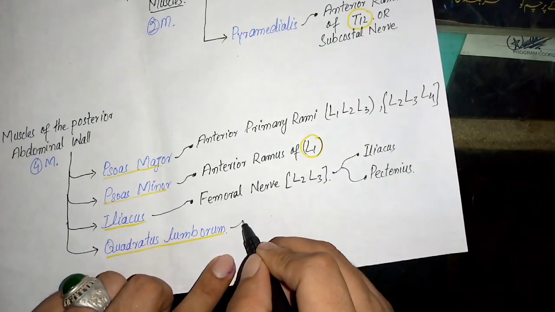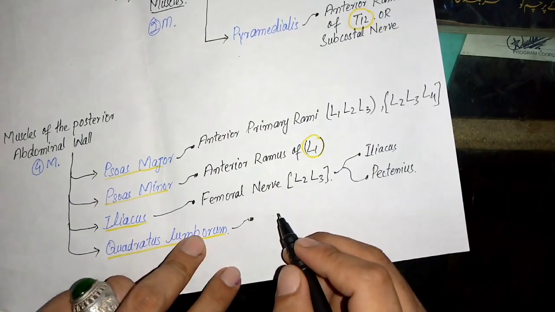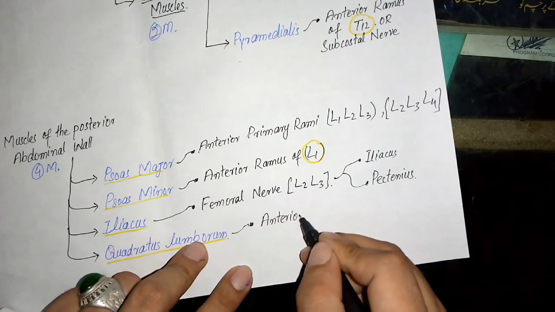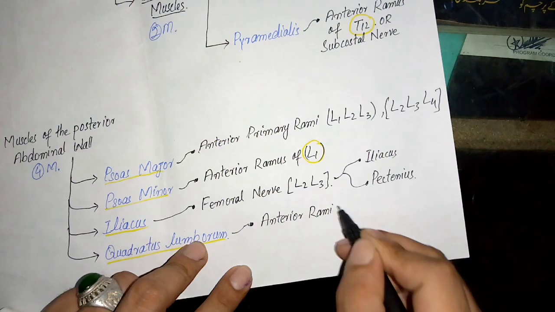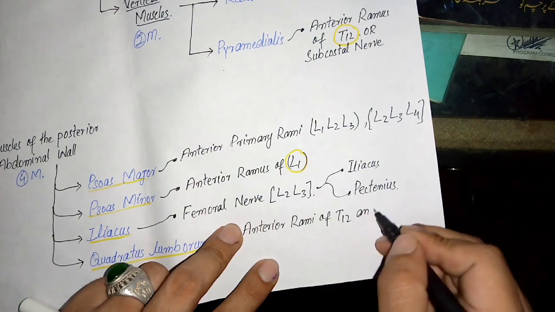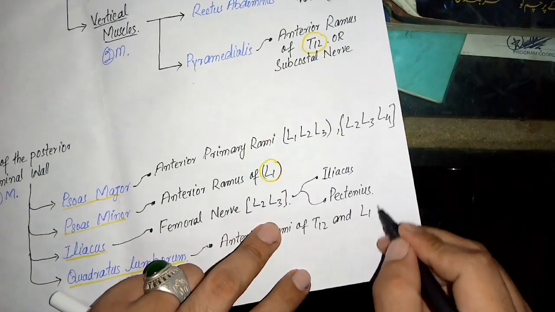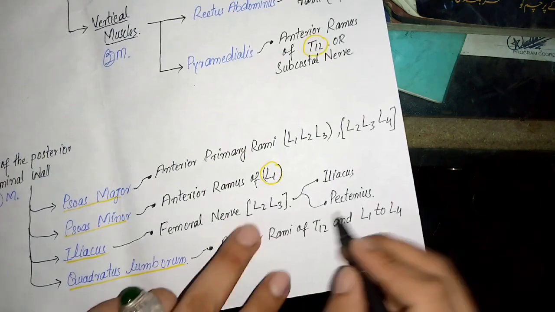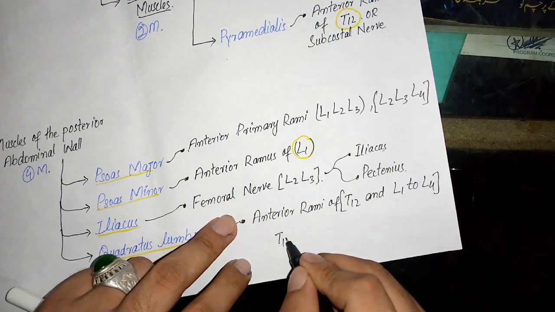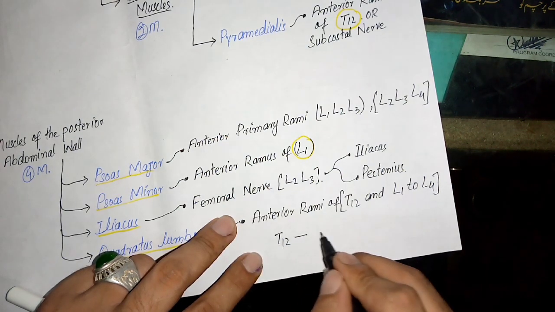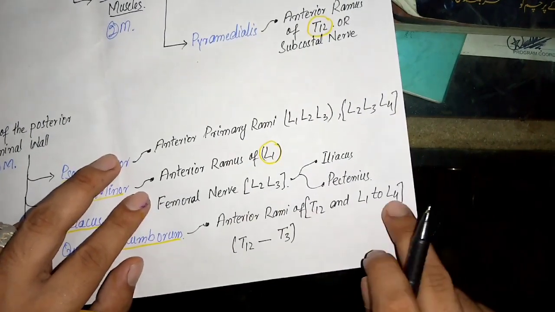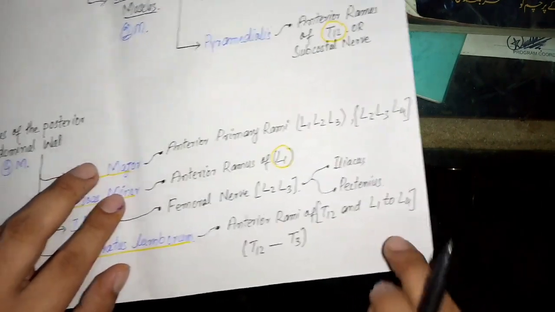So here is the last one. It is supplied by the anterior rami of T12 and L1 to L4. So this is its nerve root. In some books it is from T12 to L3, but in some books it is from T12 to L4. So you should keep both of these nerve roots in mind.